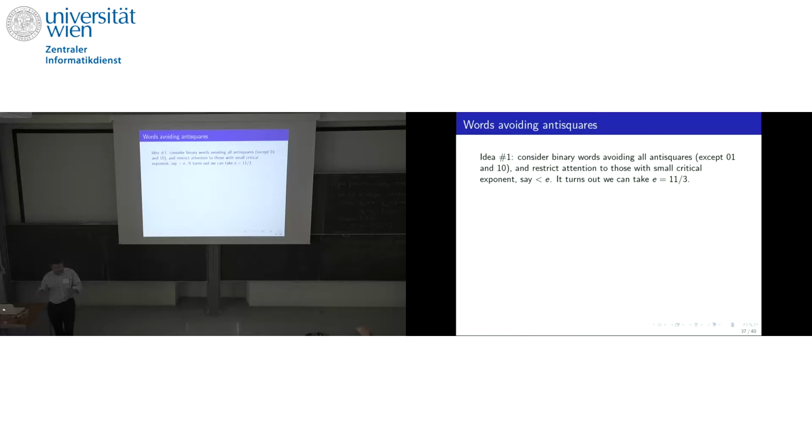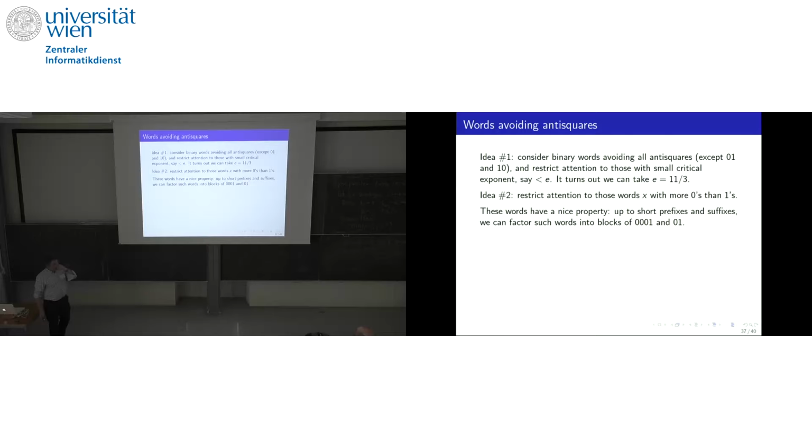And then it turns out that there's a dichotomy. There's words with lots of zeros and few ones, and words with lots of ones and few zeros, so we just pick one. Let's look at the words with more zeros than ones. And it turns out that these words have a very nice property. These words can be factored into blocks that look like 0001 and 01, up to short prefix and suffix. So we can write such words as x1, h of x2, x3, with x1 and x3 short, and this morphism h. Okay, so now you have this new word, x2.